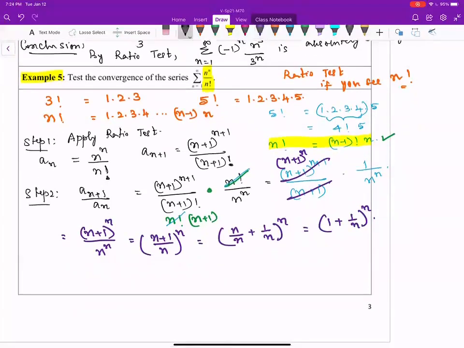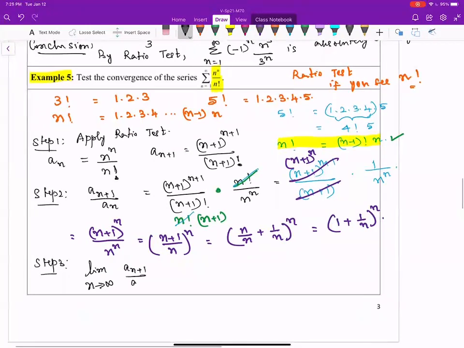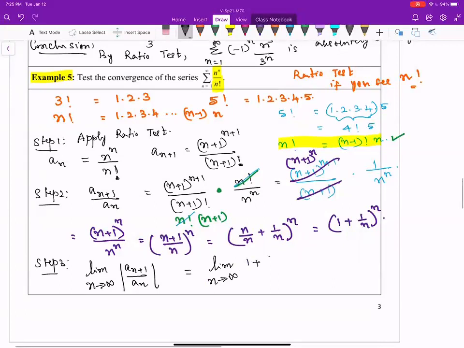Now if you take the limit as n approaching infinity of a_{n+1} over a_n. In this particular problem, whether you use the absolute sign or not doesn't matter, which is the limit as n approaching infinity of (1 + 1/n) to the power n, and this is equal to e.